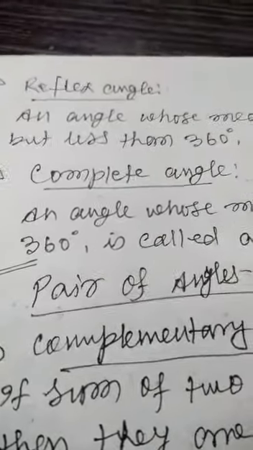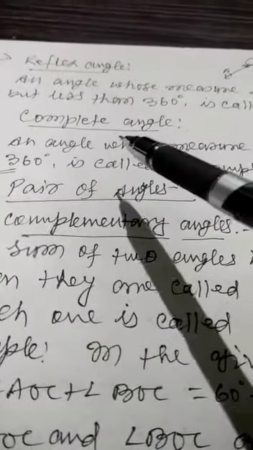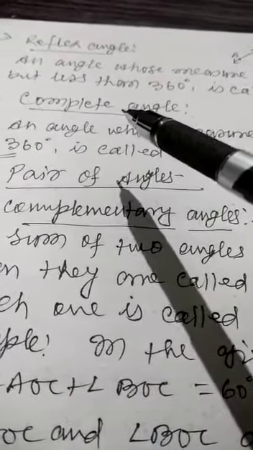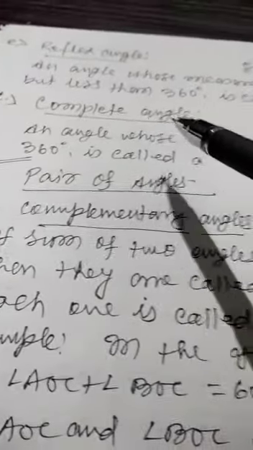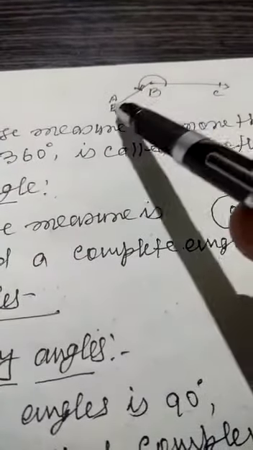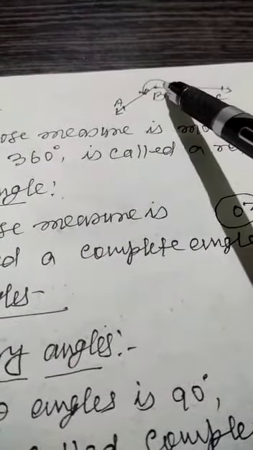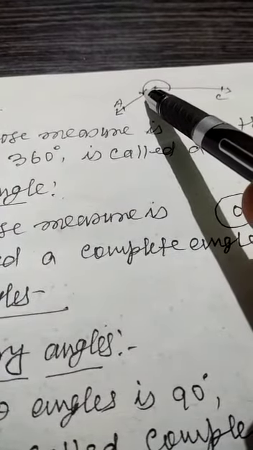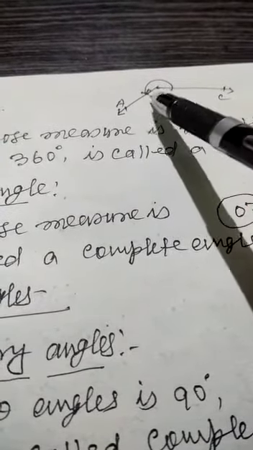Now, fifth, reflex angle. An angle whose measure is more than 180 degree and less than 360 degree is called a reflex angle. You can see in the figure, angle ABC. This one is the measurement of angle ABC. It is more than 180 but less than 360. That's why we say it is a reflex angle.